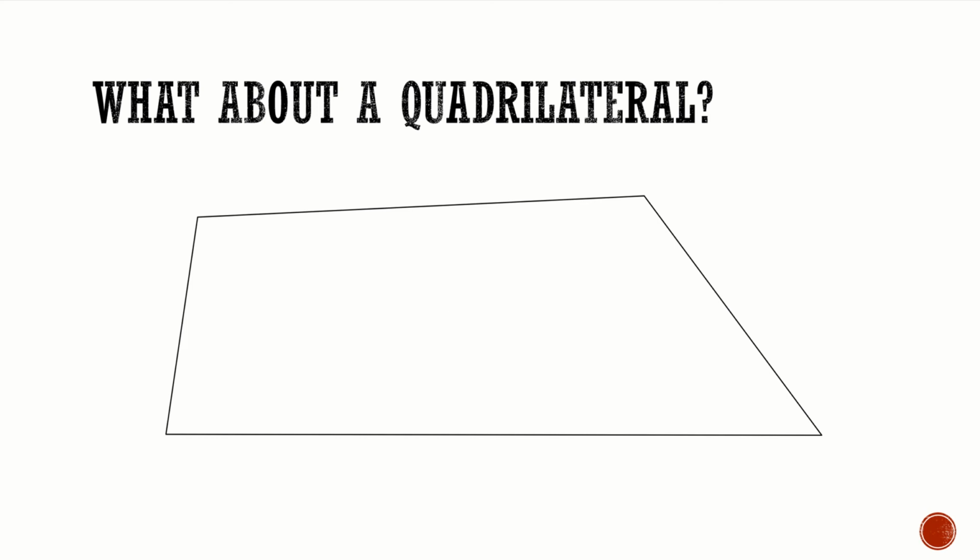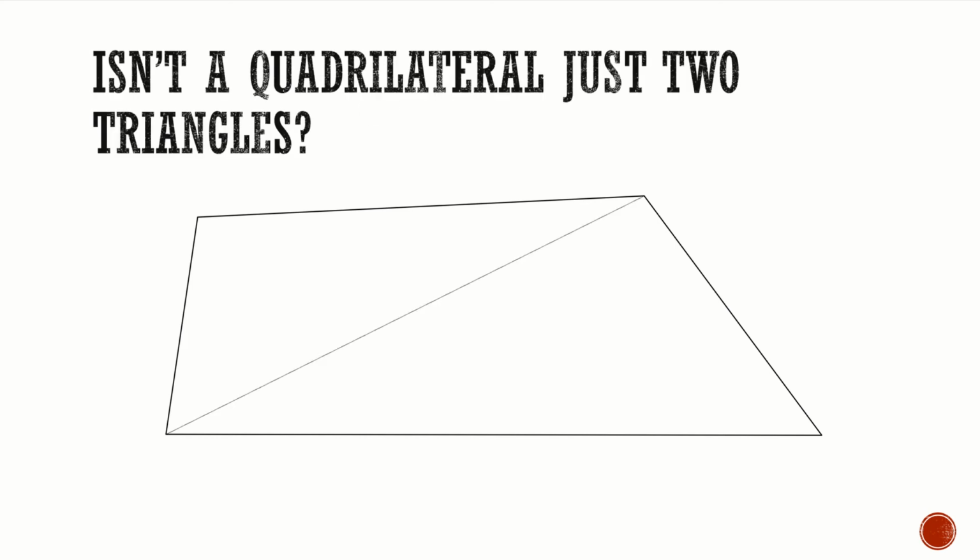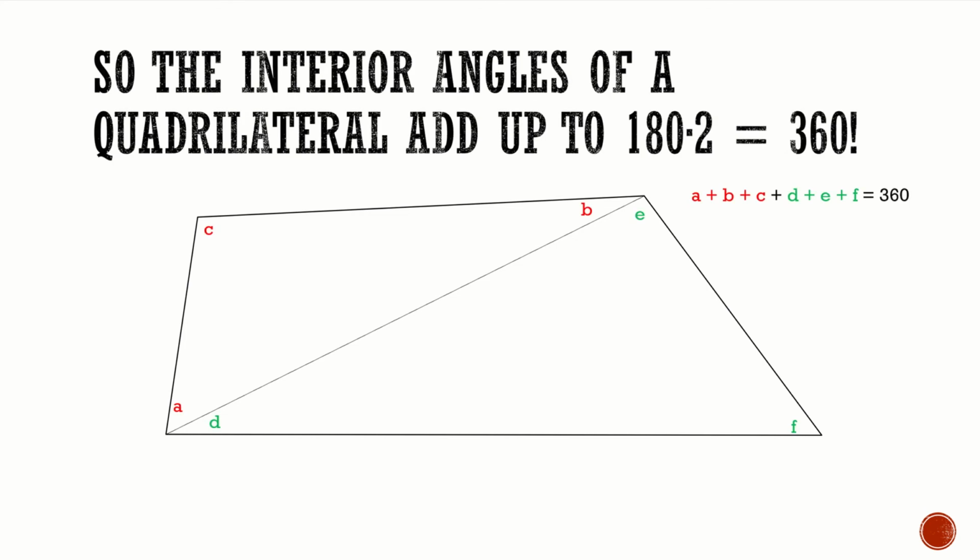The answer is yes, because isn't a quadrilateral just 2 triangles? You can always just split it in half like that and create 1, 2 triangles. So what that means is that the interior angles of a quadrilateral always add up to 180 times 2, which is 360. The reason why you multiply it times 2 is because there are 2 triangles right here. And within each of those triangles, all the angles add up to 180. So A plus B plus C is 180, D plus E plus F is 180, and 180 plus 180 is 360.